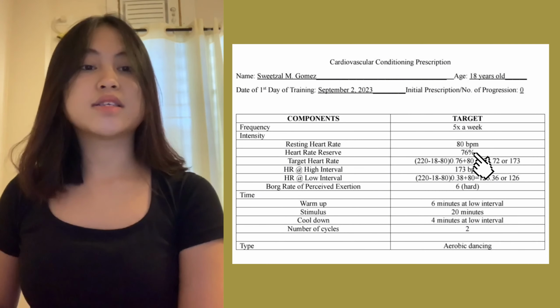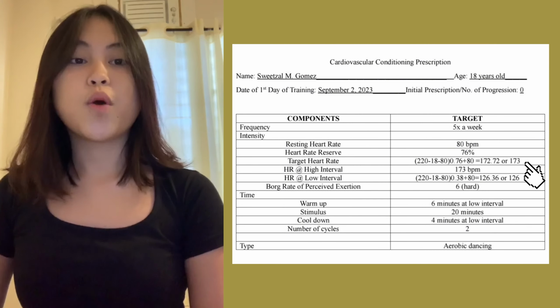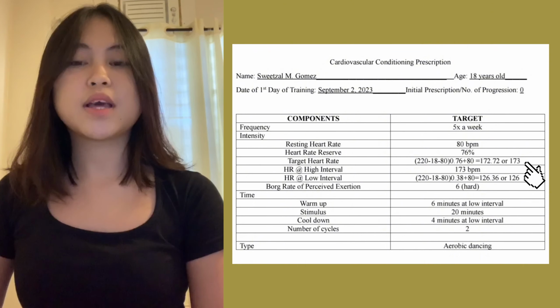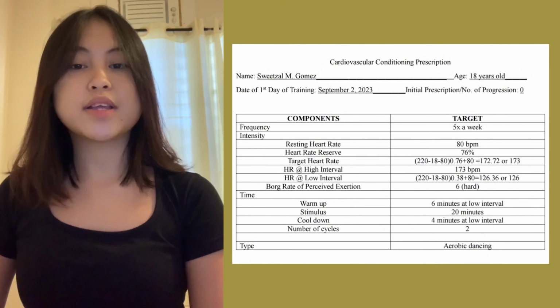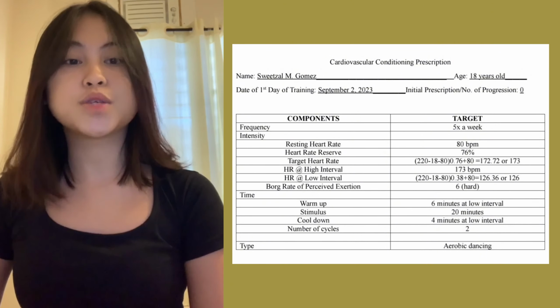So the result I get is 172.72 or 173 beats per minute. Therefore, my target heart rate is 173 beats per minute and not beyond that. If I go beyond 173, the tendency is it's not safe for me at all.